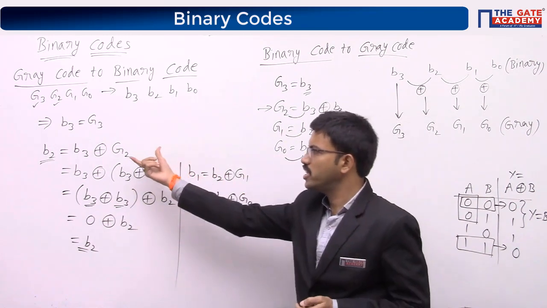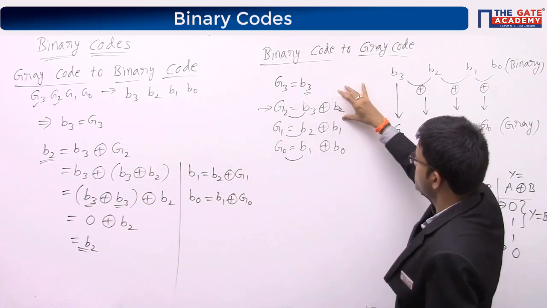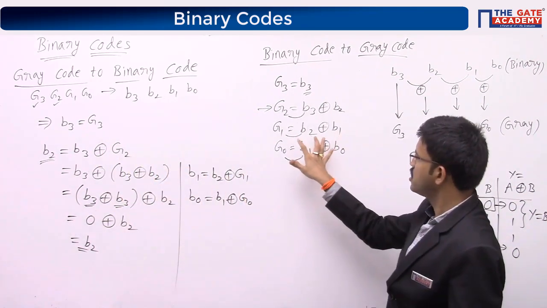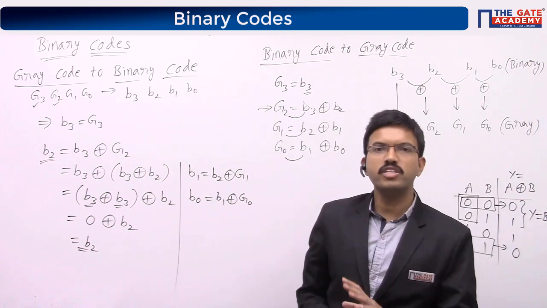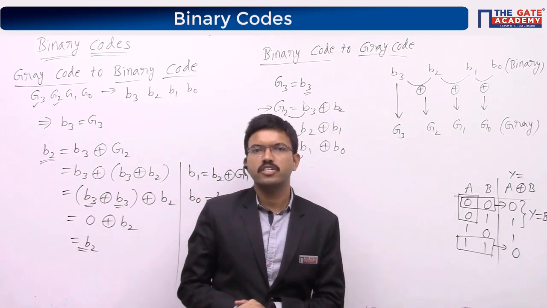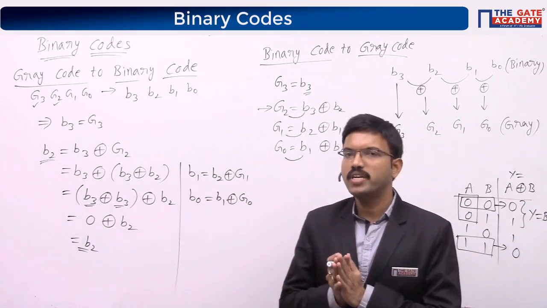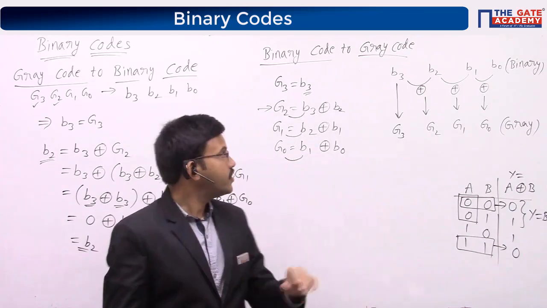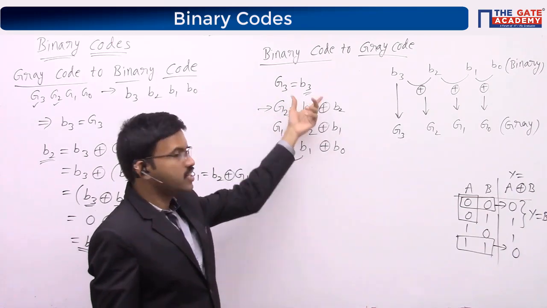Directly you will get it like this. B3 is nothing but G3. B2 is nothing but XOR on these two, that is B3 XOR G2. B1 is nothing but B2 XOR G1. B0 is nothing but B1 XOR G0. You don't need to remember any formula from the GATE exam point of view. Here I am giving the complete explanation just to give the complete idea of how I am getting binary code from gray code. That's why previously I gave how I get gray from binary with the help of the formula.